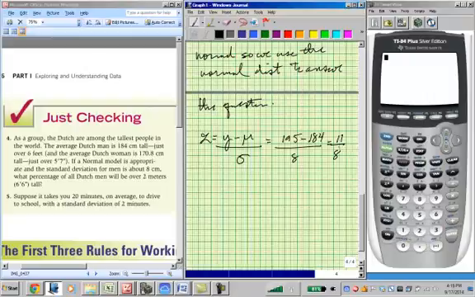Now, you can make this into 1.375. You can make it a decimal if you want, or you can just leave it as a fraction. Why? Because your calculator is going to handle it for you. Okay, so z equals 11 over 8. At this point, there are no more calculations that you can do.